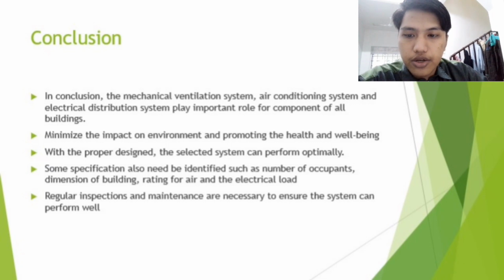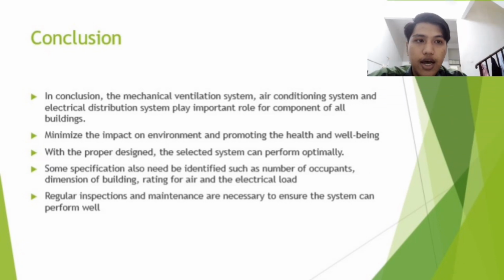Okay, next, with the proper design, the selected system can perform optimally. So with the proper design, accurate installation and maintenance of the mechanical ventilation system, air conditioning system, and electrical distribution system are very important to make sure the systems work at optimal condition. After that, some specifications also need to be identified, such as the number of occupants, the dimensions of the building, rating for air and the electrical load.